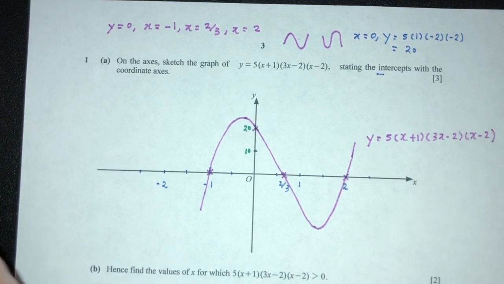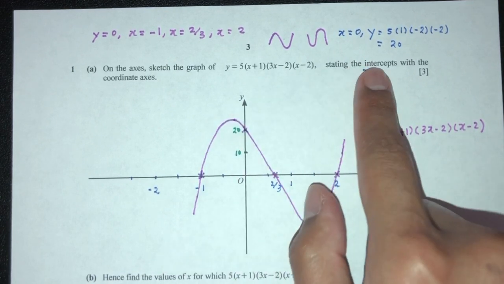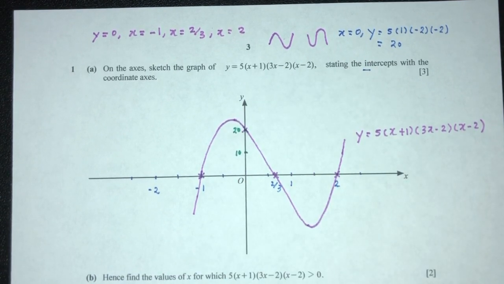Again, I don't think there's a need to show the minimum or maximum point because the question did not ask you for that. But if you want to find them, you know how to find them as well by using dy by dx. Pretty easy as well. Now let's move on to part B.